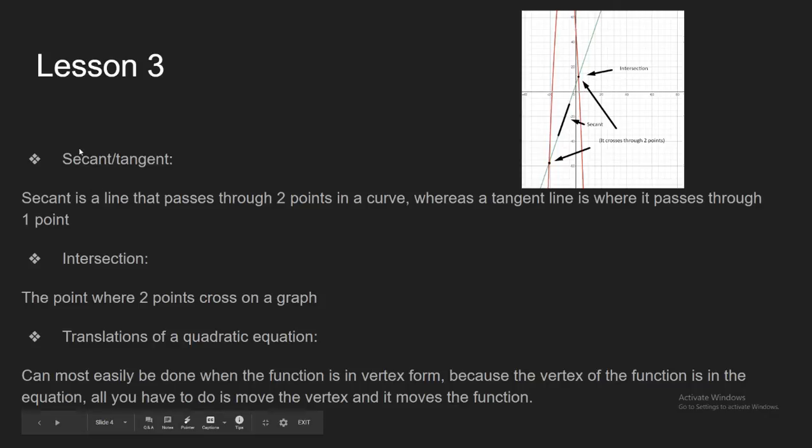Okay, yeah, but the secant is a line that passes through 2 points, and a tangent is a line that passes through 1 point. So an intersection is the point where it crosses, and then that's the translation. And then that's it. I'm done. Well, I made this little visual to try to explain the intersection secant stuff.